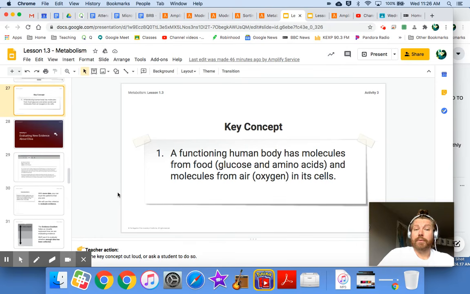Well, check it out. It's our first key concept for this unit, and it says a functioning human body has molecules from food, glucose and amino acids, and molecules from air, oxygen, in its cells. Are those the molecules that you put into the cells in the human body in the model that we just completed? Because there's the answer right there. These are the key things that we want to show: that there is glucose, amino acids, and oxygen in each of the cells.